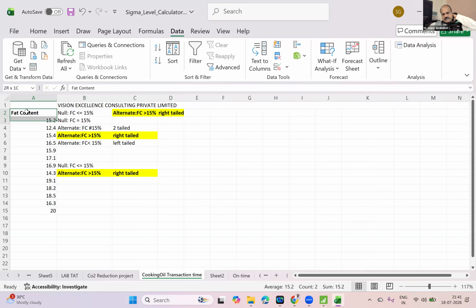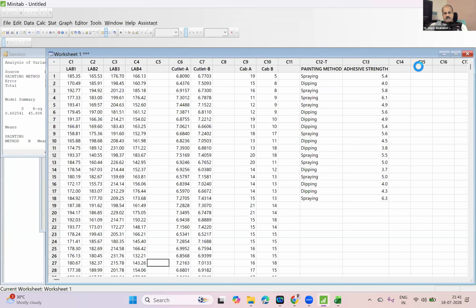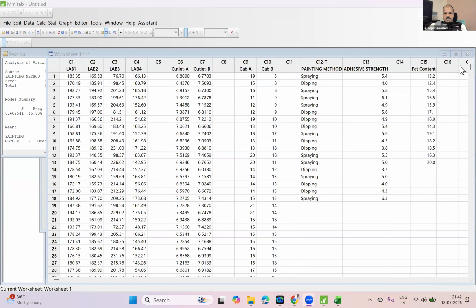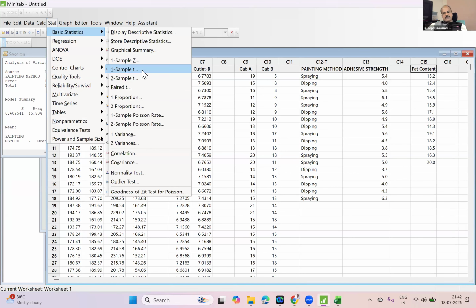Now let us do this right-tailed test in Minitab. There are about 13 samples available. I'm copying everything. I'm going to Minitab, placing my cursor on the gray row. I have the fat content also available. Now what is the test we should be doing? One sample t-test. So go to Stat, Basic Stat, One Sample t.